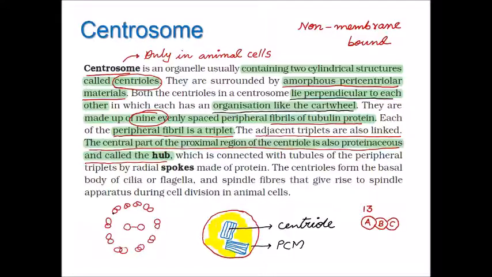Somewhat like this, and these were also linked to form a circular structure. This was referred to as the 9+2 structure. Now, in this case, there is no central microtubule. Instead, it has a proteinaceous rod-like, cylindrical structure in the center, which is referred to as the hub. So in this case, there is no central microtubule, only a proteinaceous rod-like or cylindrical structure called the hub.